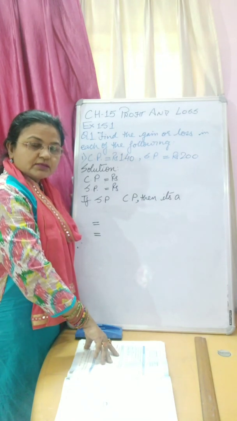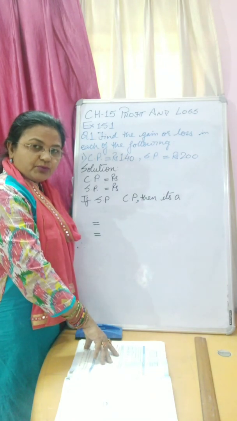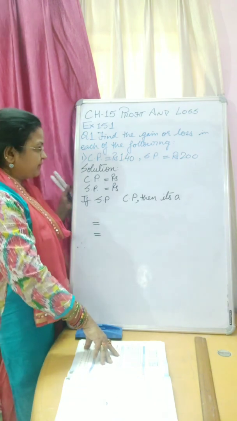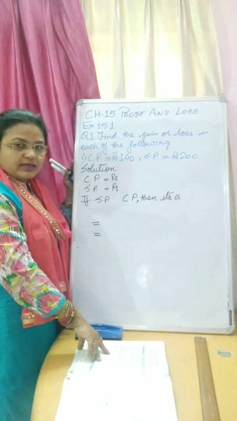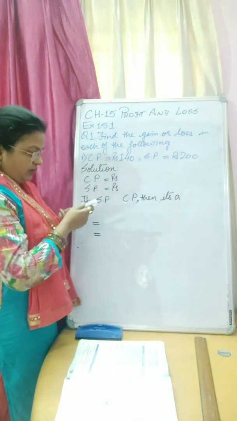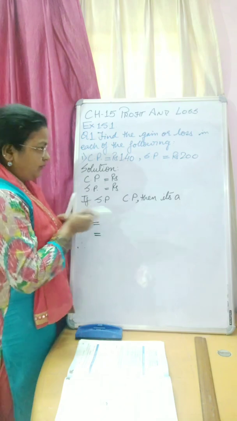Good morning, dear students. Now let us do exercise 15.1, question number 1, subpart 1. CP, we have to find out here gain and profit. CP and SP are given. CP is equal to 140, SP is equal to 200.